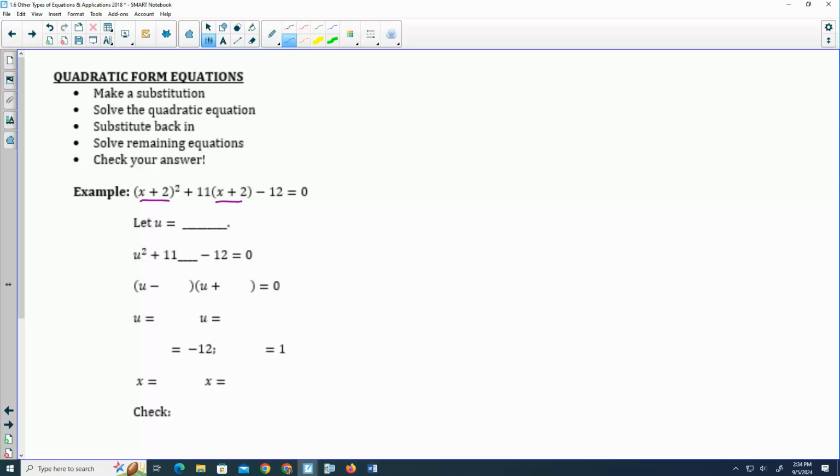The substitution, it really isn't changing the problem, it's just making it easier to look at, so it's more like what we're used to. So you pick your favorite letter, I usually use a U, and it's going to replace this thing. So it is going to be my x plus 2 here. Alright, so my problem started out x plus 2 squared, but I'm changing that to a u, so it's u squared. Plus 11, x plus 2 becomes u. Minus 12 equals 0. What multiplies to negative 12 and adds to positive 11?